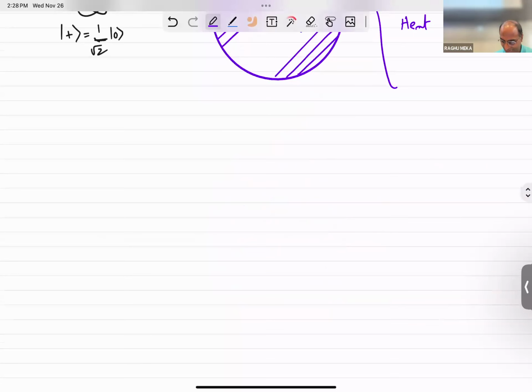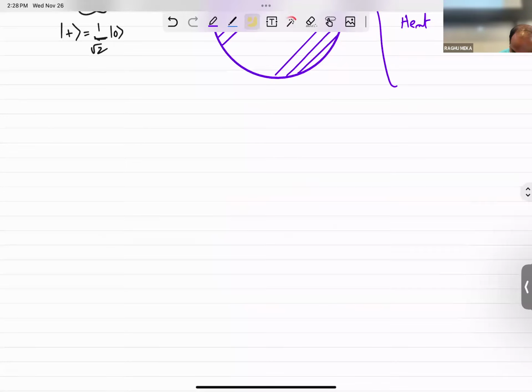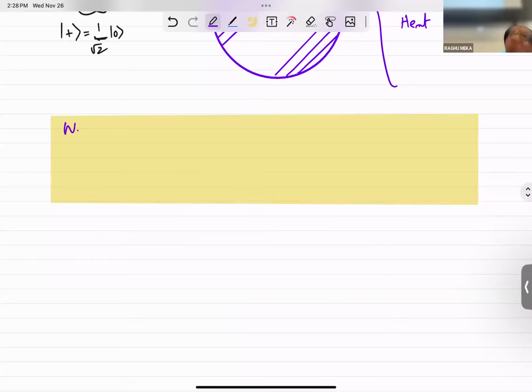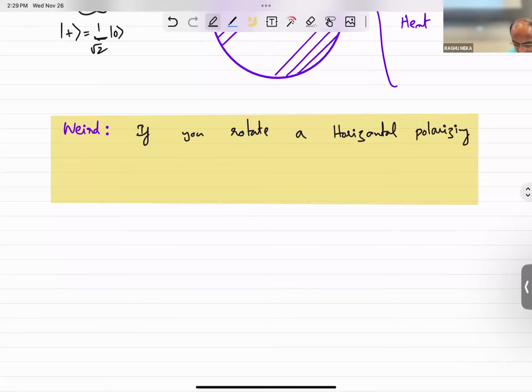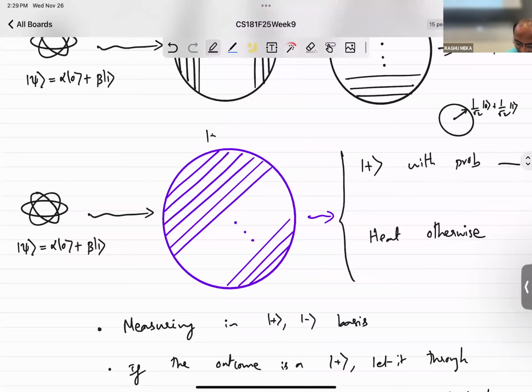And I should say, it's a weird fact that basically you can manufacture all of these things very easily. Okay. And this has nothing to do with anything logical. It's just something that is given by nature. And that is that if you rotate a horizontal filter by 45 degrees, you get a, let me call this the plus filter.